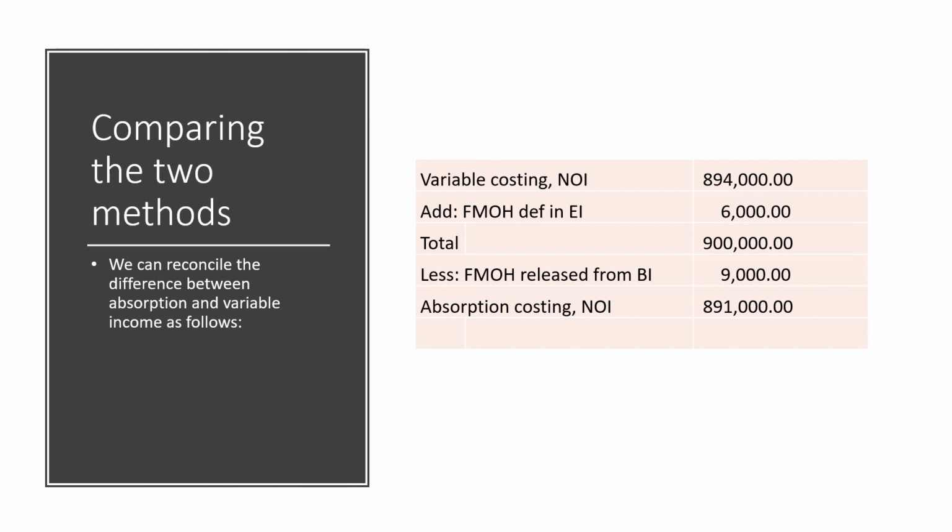So, in this case, gaano karami yung binenta mo from the beginning inventory? Binenta mo lahat ng 3,000 units. So, na-release yung tinago mo last year na 9,000 worth of FMOH. Tapos ngayon, may tinago ka na naman na 6,000. That's why if you notice, the difference lang talaga between your variable costing and your absorption costing, the net operating income is only 3,000.